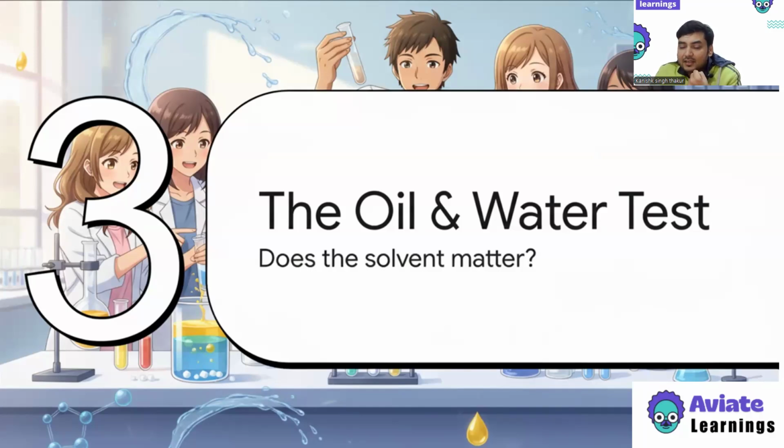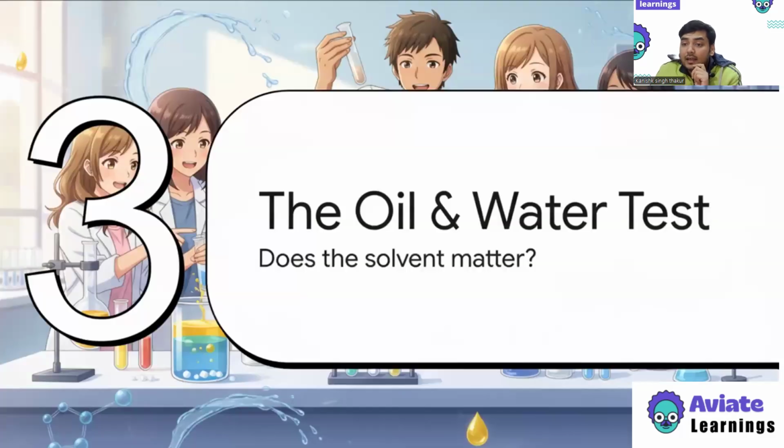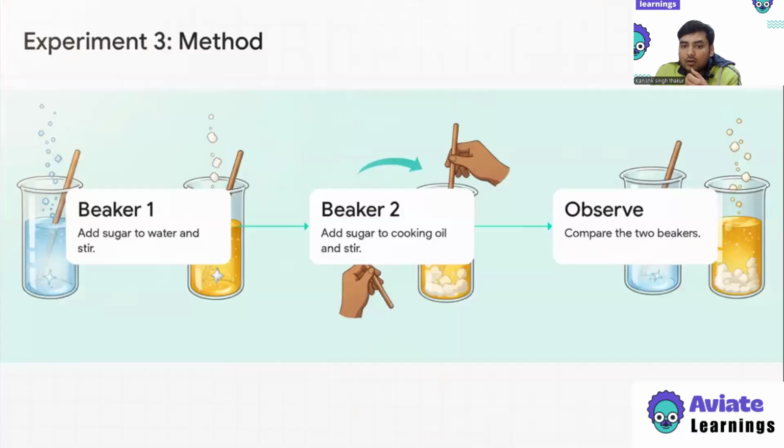In this experiment, I'll be choosing different liquids. In one beaker I have chosen water, and in another beaker I have chosen oil. I'll see whether water and oil act the same with the same solute. Did you ever observe sugar dissolving in cooking oil as it does in water? No. Let's see with the help of the experiment.